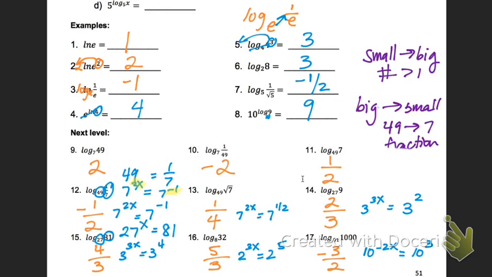And then on number 17, I changed this 0.01, this decimal, to be 1/100, because that's the same thing. So if I've got 1/100 to the x power equals 1,000, 1/100 is like saying 10 to the -2. And 1,000 is like saying 10 to the 3rd power. So -2x equals 3. And so x equals -3/2.